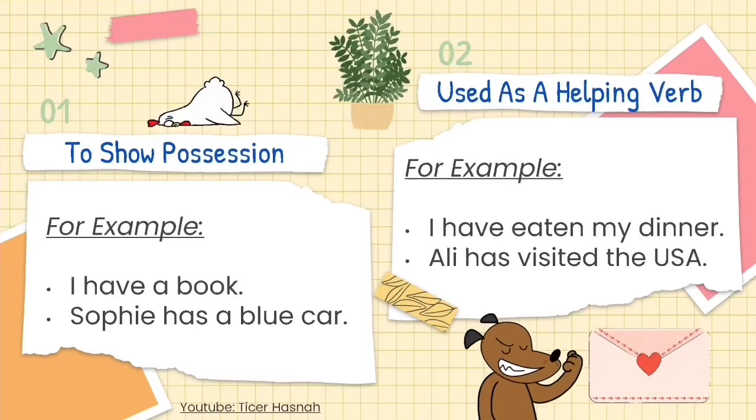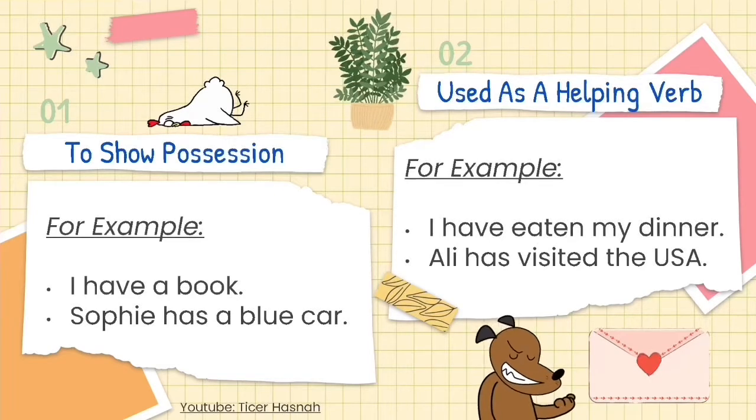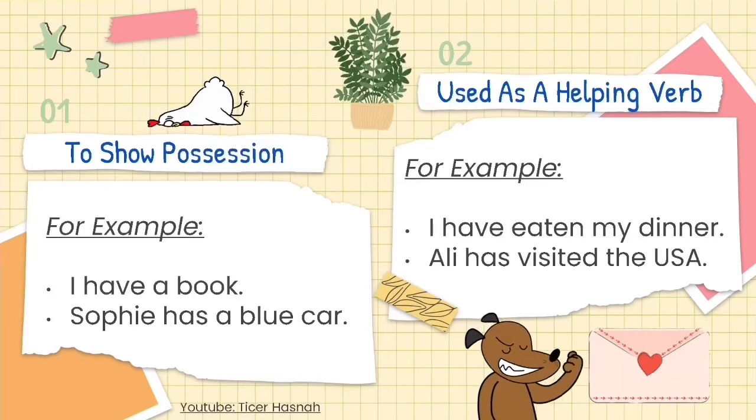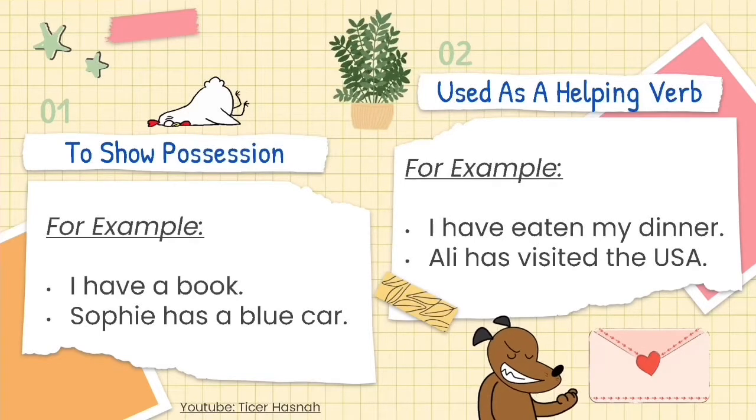The verb can also be used as a helping verb. Helping verbs are verbs that help the main verb by adding meaning to the sentence. For example, I have eaten my dinner. Eaten is the main verb, have is the helping verb. Another example is that Ali has visited the USA. We can use this verb for many reasons, such as to show a relationship, a feeling, an experience, and others.